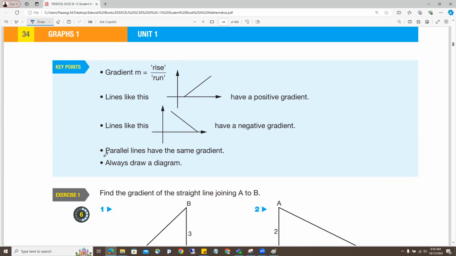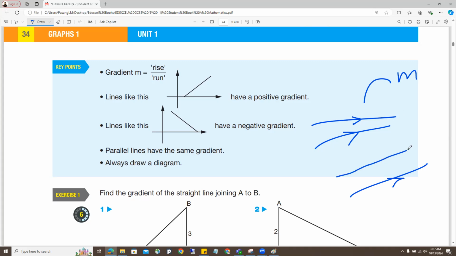Then here, parallel lines have the same gradient. If we have parallel lines, that means the gradient is the same, because the direction is the same. Like this, we can draw a parallel line. For example, railway tracks are examples of parallel lines, because they do not meet each other.